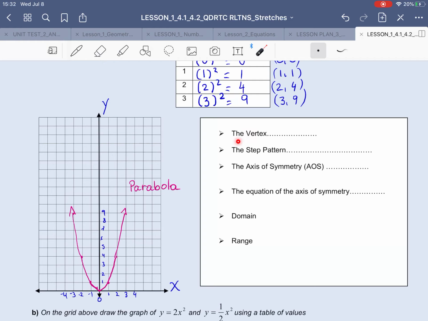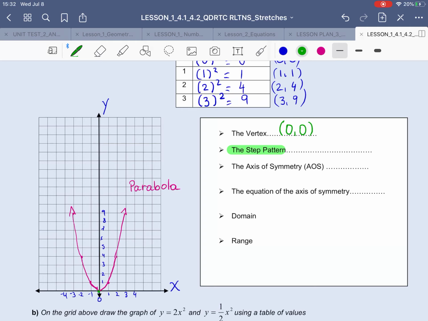Now, we are going to start with a very special point on the parabola that is called the vertex. And the vertex of the parabola is this very special point right here at the very bottom of it, the lowest point of it. The vertex of this parabola is at the point with coordinate (0, 0). And very often you will have to identify the vertex of the parabola.